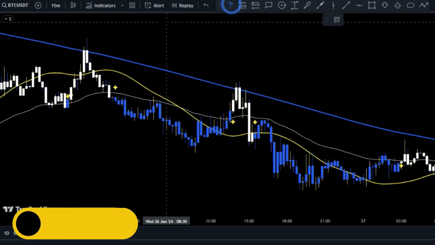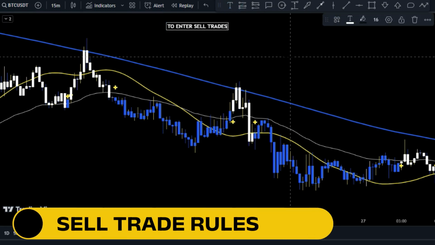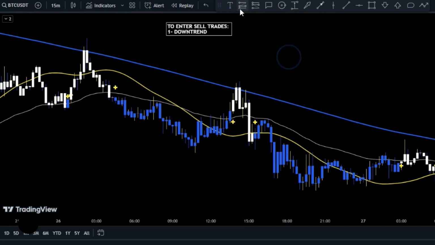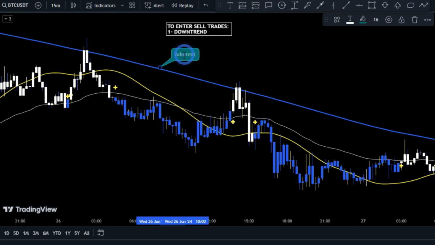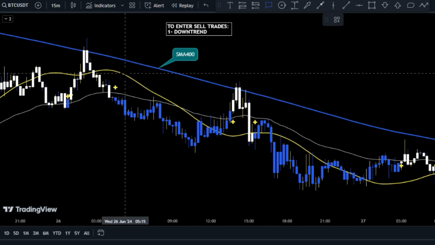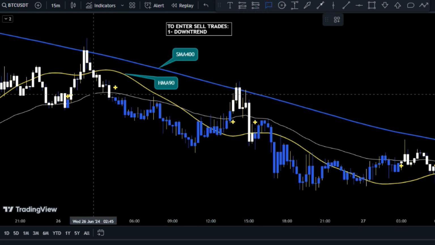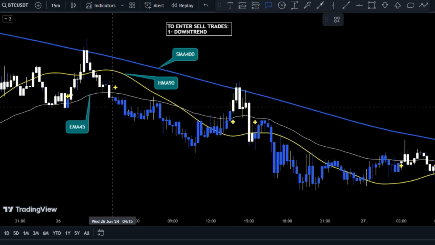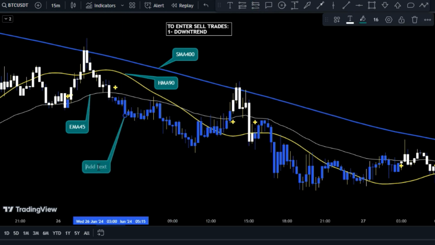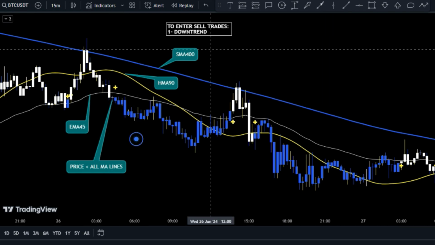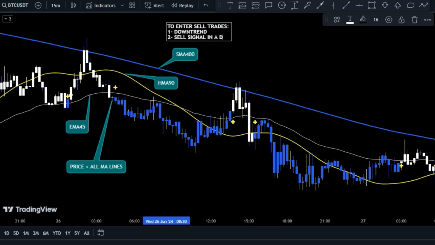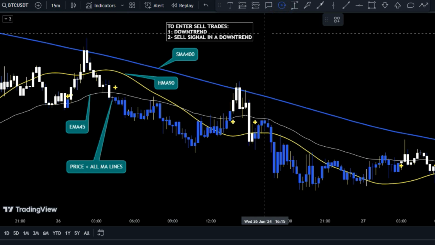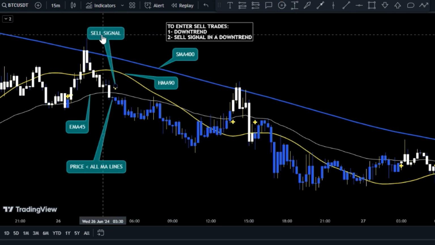To enter a sell trade, first ensure that the market is in a downtrend to avoid getting trapped in a counter-trend position. Confirm the downtrend by checking the order of the moving averages. The EMA 45 should be below all other MA lines and the HMA 90 in the middle, and the SMA 300 above all MA lines. Additionally, candles should be positioned below these moving averages. Next, wait for a bearish cross signal, which will act as our sell signal. So, once all these conditions are met, you can confidently enter the sell trade.